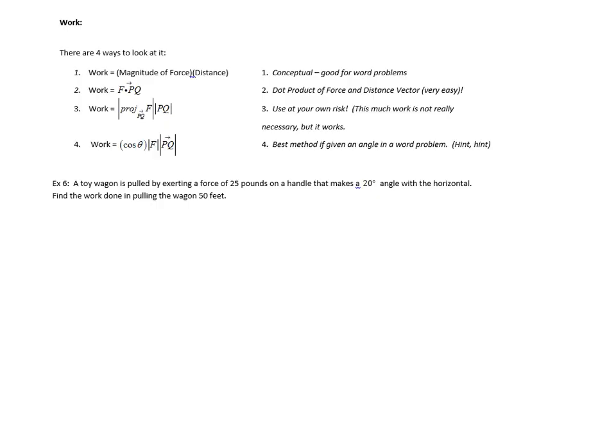Okay, for work, there's 4 ways that you can look at it. Work equals the magnitude of your force times your distance, which is your conceptual version. Work can be your force dotted with your PQ vector. That vector part's really supposed to be over PQ; it kind of got messed up in the translation. That is the dot product of force and the distance vector. You can look at work as a projection of F onto PQ. This is the long way to do it. Or the one that we're going to use the most is cosine theta, which takes into account the angle, times your force times the magnitude of the vector that you're moving.